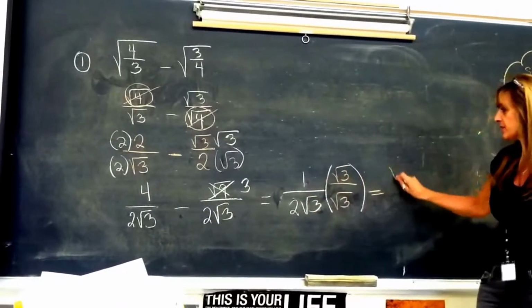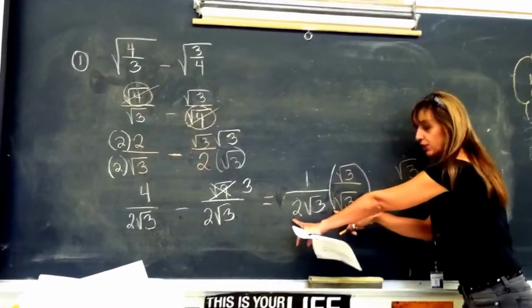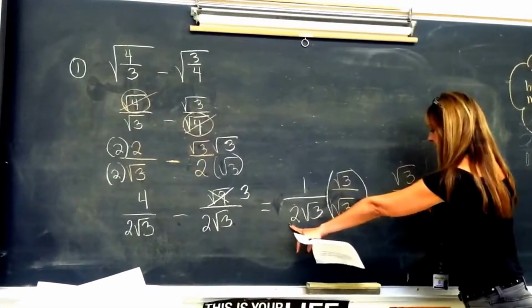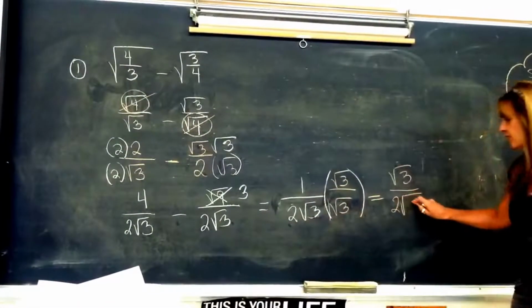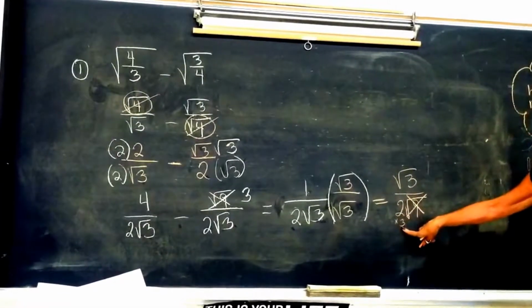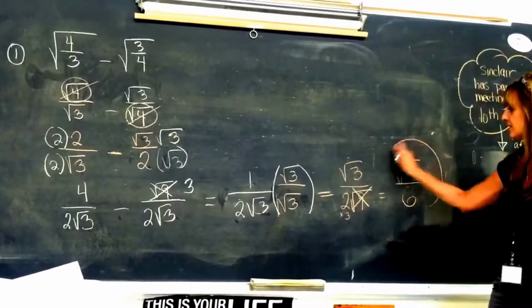1 times rad 3 is rad 3. And 2 times 1 is 2. Those are the coefficients. And rad 3 times rad 3 is rad 9, which really is the number 3. And that gets multiplied by the 2 that's already out there. So I have rad 3 over 6.